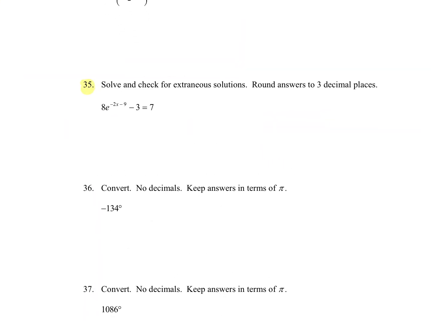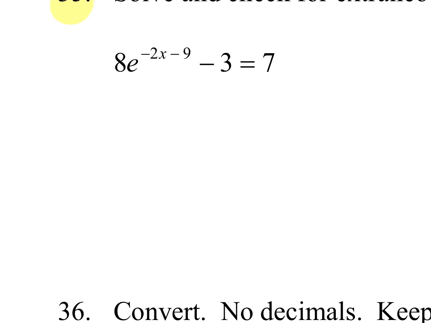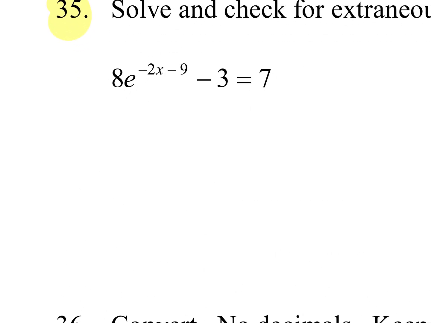Right, next one, we are solving our log equations. So when x is in the exponent, you always want to get whatever has that x all by itself. So we need to move everything else to the other side. So we're going to add 3. So 8e to the power of negative 2x minus 9 is equal to 10.